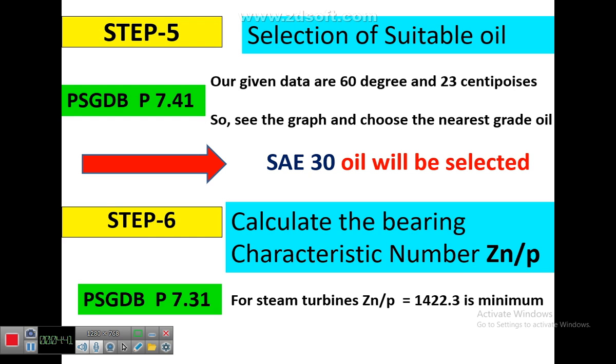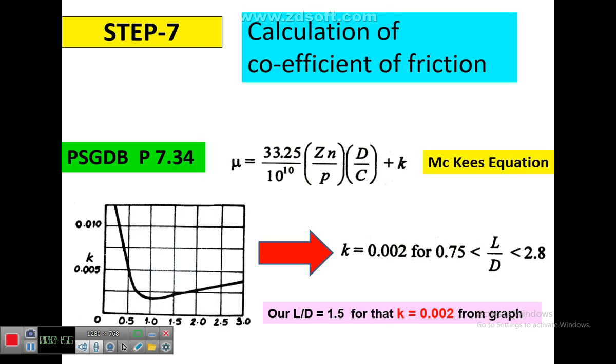Step 6 is we calculate the bearing characteristic number ZN by P. Using formula 7.31 for ZN by P, we have the value 1422.3. And coming to step 7, calculation of the coefficient of friction mu.